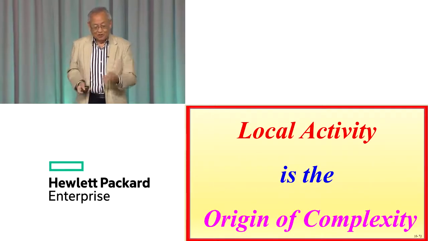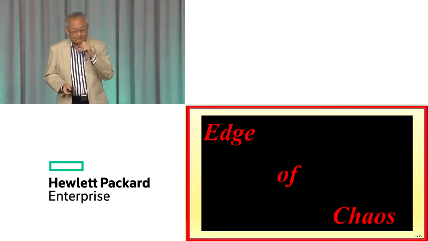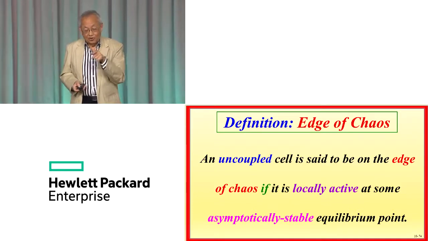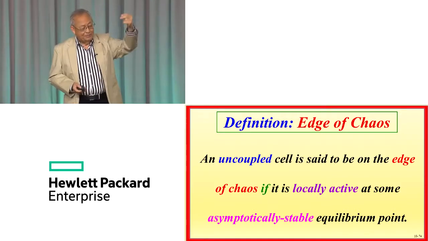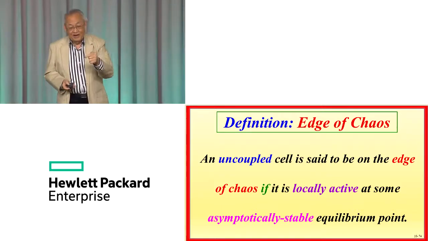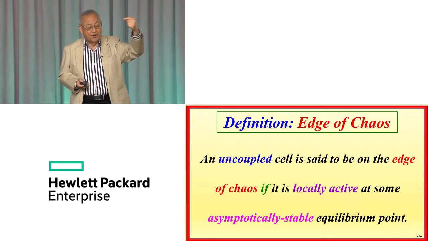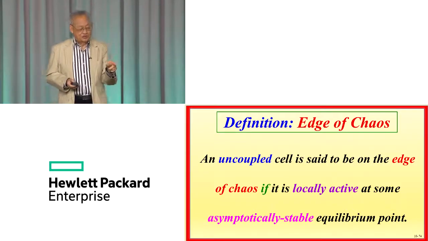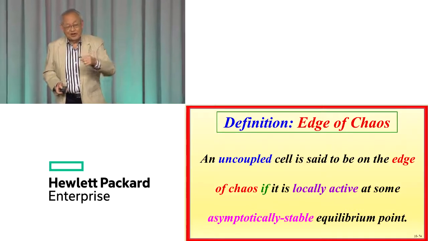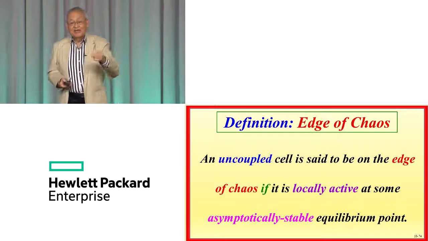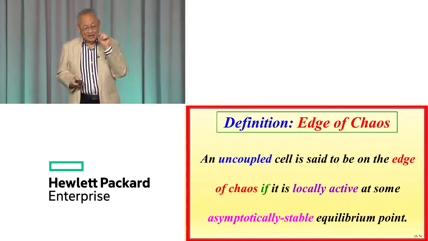So local activity is the origin of complexity, and edge of chaos, as you will see shortly, is just a gem, a special case of that. Okay, an uncoupled cell is said to be on the edge of chaos if it is locally active at some asymptotically stable equilibrium. It means that, remember, you can have 4 conditions to be locally active, but if you demand that the cell should be asymptotically stable, it doesn't satisfy condition 1. It doesn't satisfy 3 and 4 as well. Only condition 2, okay? So you are demanding 2 things. Because in most cases, you can have both 1 and 2. You have a pole in the right half plane, and the real part is negative. That's easy.